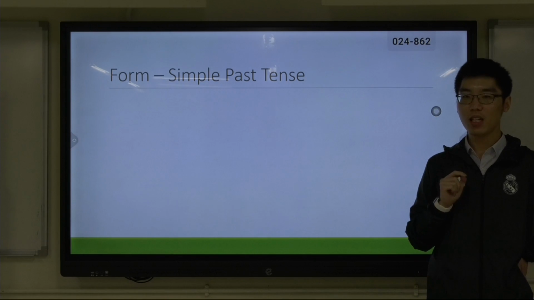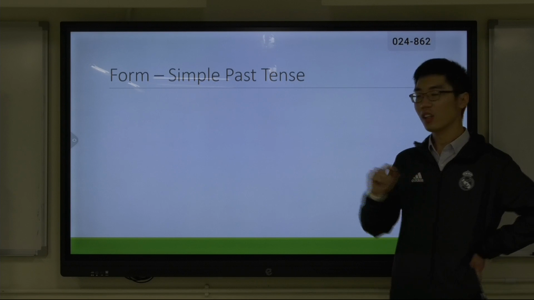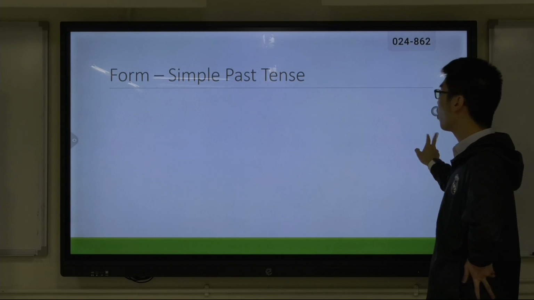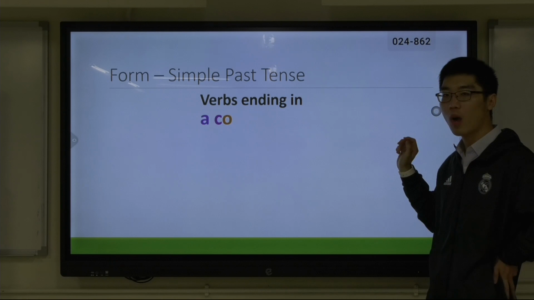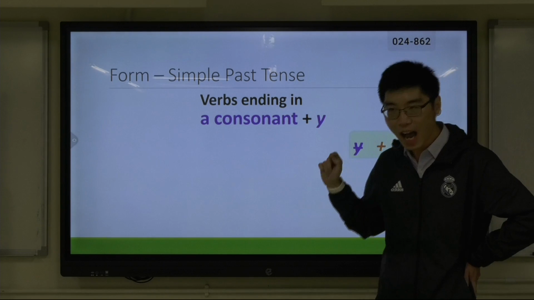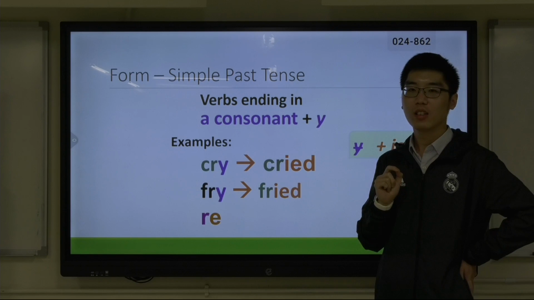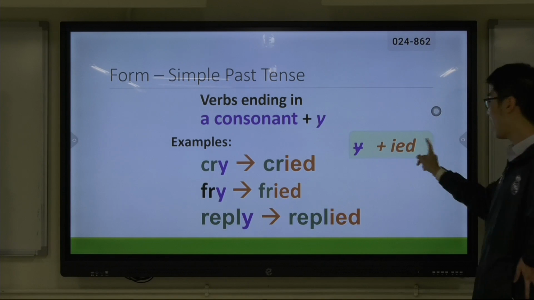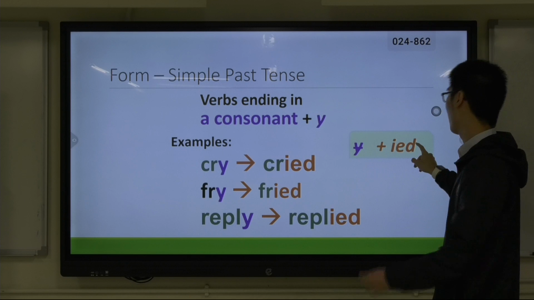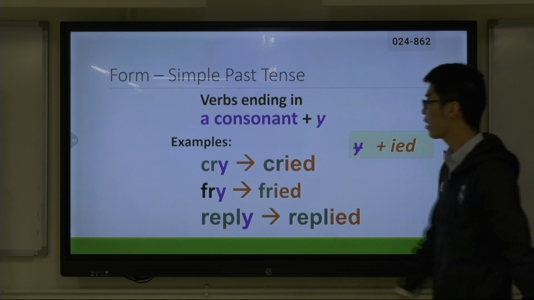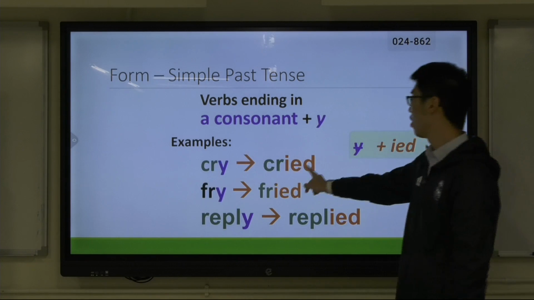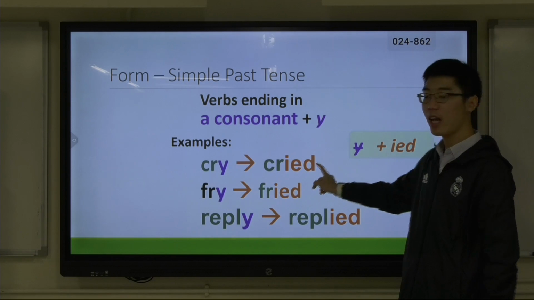So, do you remember what we need to do when the word ends with y? So, anyone can answer me? Okay, so for the word ending with y, we need to change y into i, and then we need to add what? The most important thing for past tense is what? Ed. Okay, so change y into i and plus ed. Just like cry, we change y into i, cried, C-R-I-E-D, okay?